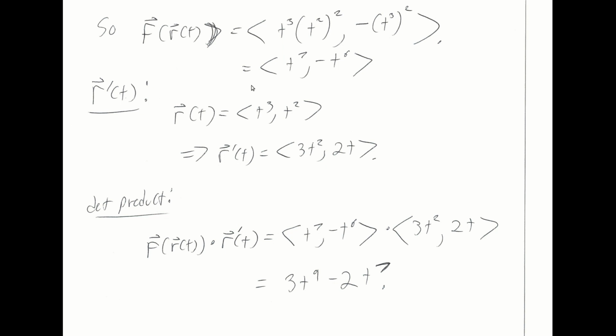I can find r hat prime. Derivatives of vector valued functions are just taken component wise. That's not difficult. And I find it here. And now I can dot these two vectors. So the dot product of f hat along C together with the tangent vector along C is going to be the dot product of the two vectors I just found, and it turns out to be this polynomial, an unusually large order polynomial for a calculus class, but a polynomial nonetheless.